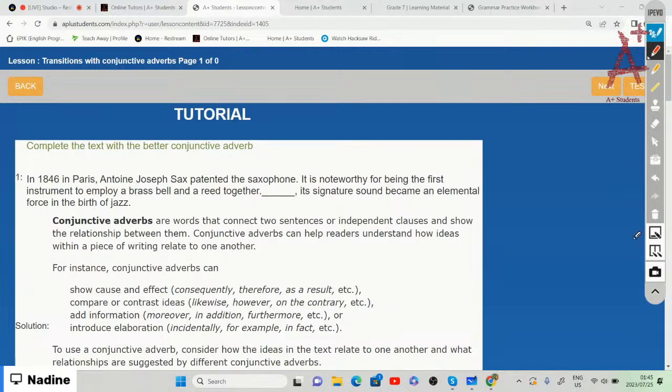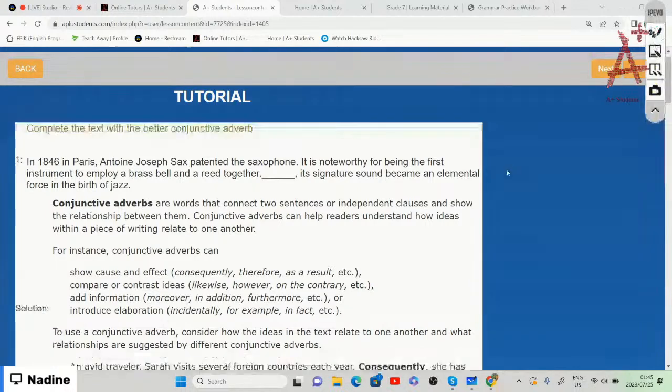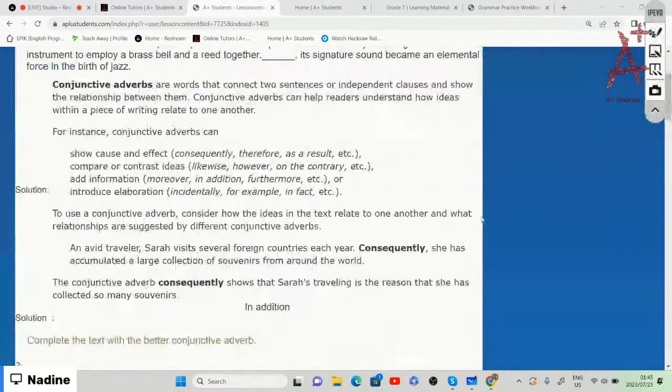And in order for us to use the conjunctive adverbs, right, we need to consider how ideas within the text relate to one another and what relationships are suggested by different conjunctive adverbs, meaning relationships in the sense of are they comparing, are they contrasting, are they showing a cause, are they showing the effects of something, are they adding information, or are they introducing or elaborating on certain things?